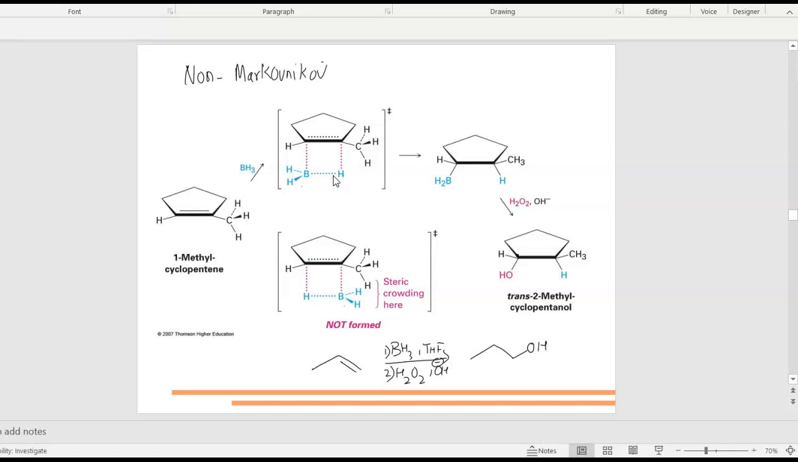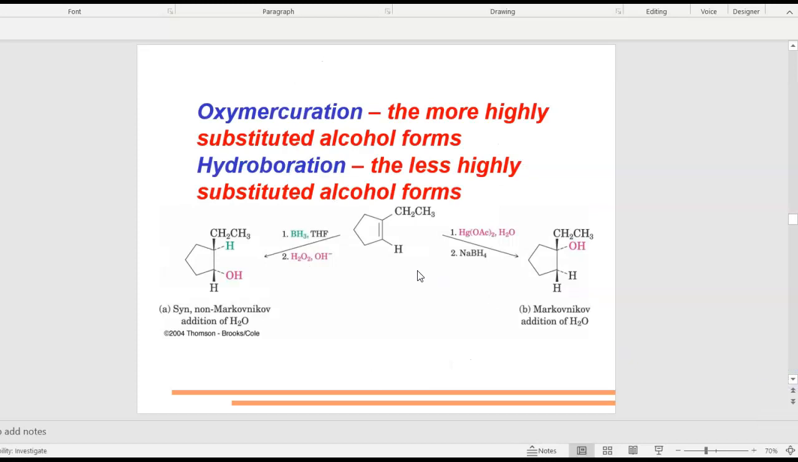Okay, in the transition state, you can see the boron goes to that carbon atom which is less crowded and avoids steric crowding. So this is not formed. This is the pathway we will take, which results in the formation of OH attached to the less substituted carbon atom. Okay, so this is a summary of the two previous reactions we saw.